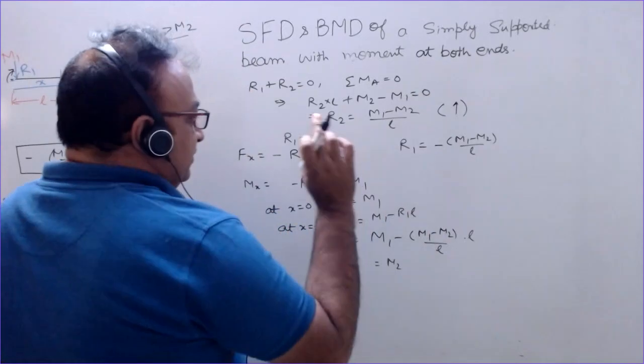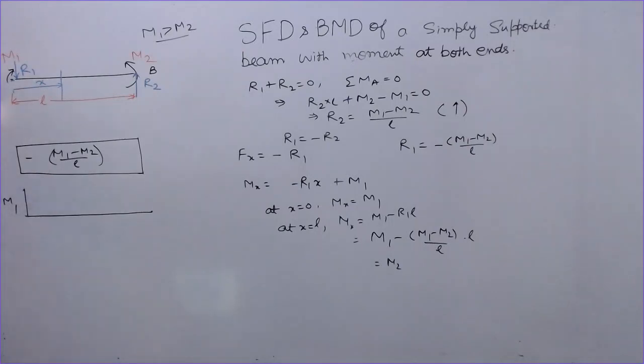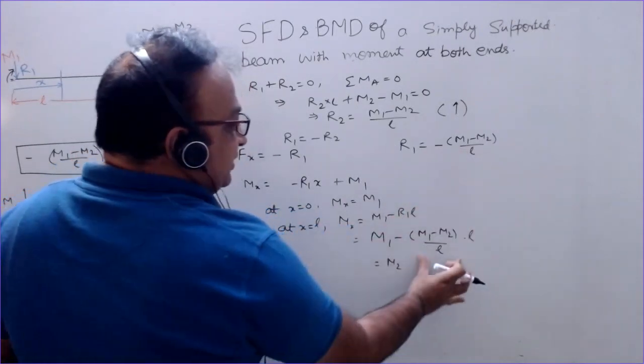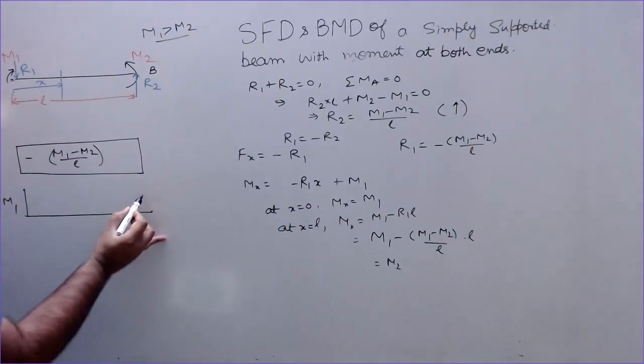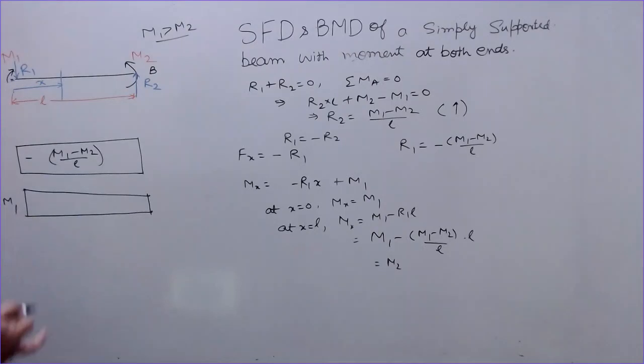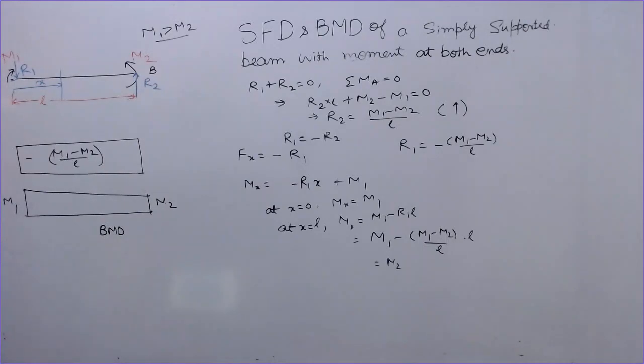Now bear one thing in your mind, that I have written here the negative sign and shown it in downward direction. This is our negative direction, this is positive direction. So it does not mean that you always multiply that with the negative sign. If I show it like this, then you have to multiply this with a negative sign. Here you have to write only the magnitude, M1 minus R1, that is magnitude of this into L. So this is equal to M2. So here we have M2 and join them with a straight line. This is the bending moment diagram of the beam.